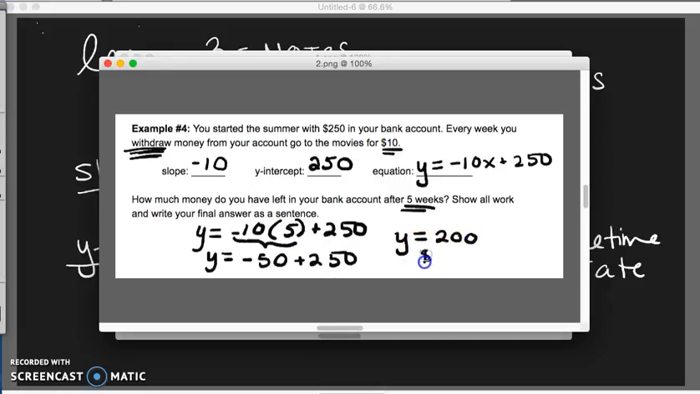So as a sentence, you would say that after 5 weeks of going to the movies in the summer, you have $200 left in your bank account.